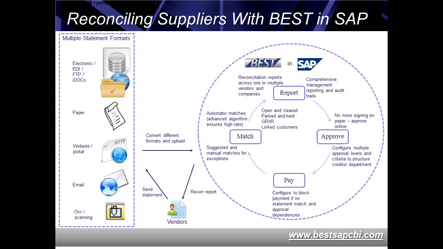Moving to the last block titled Pay, there is an optional configuration option for businesses that have a policy where the invoice is only paid if it is matched to the statement. Rather than having to rely on the clerk to manually block such unmatched invoices and exclude them from the payment run, the BEST module will now automatically exclude these.